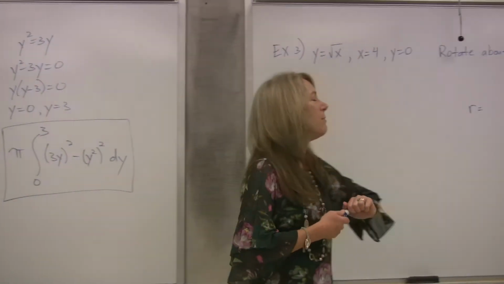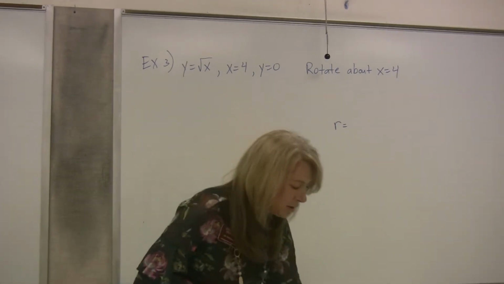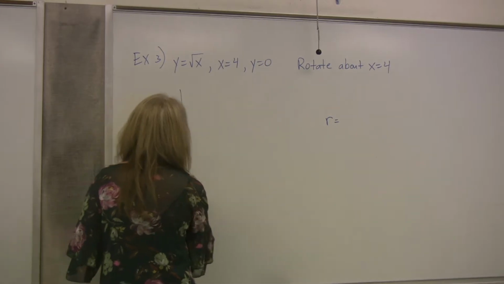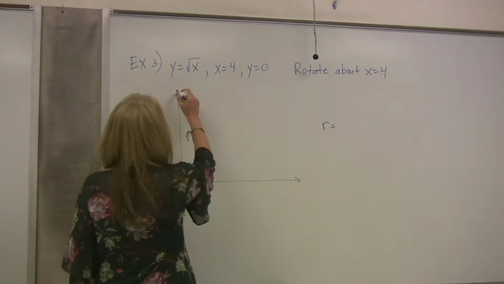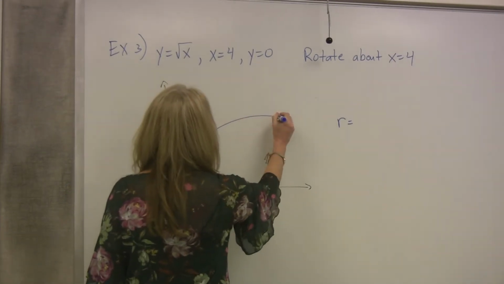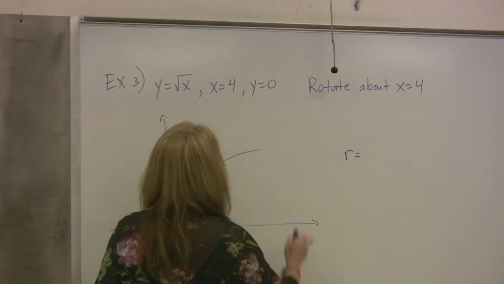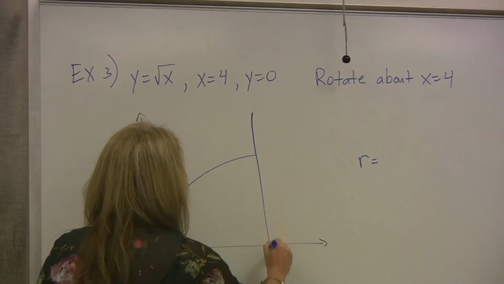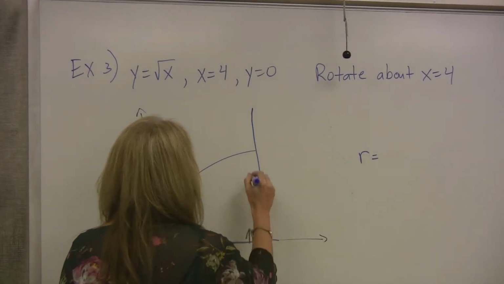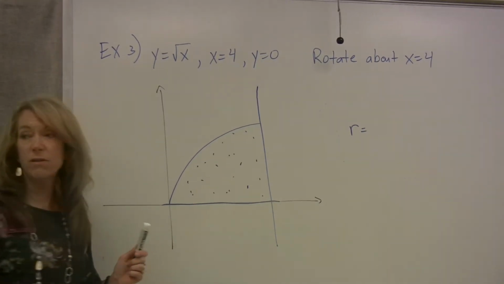Most of us have the picture, some of us are trying to set it up. Let's draw the picture here. I'm going to try to draw my giant if I can, so that I can make my point better. So y equals square root of x is this. X equals 4 is this. And y equals 0 is here. So we end up with this region right here. Most of you had that, no problem?